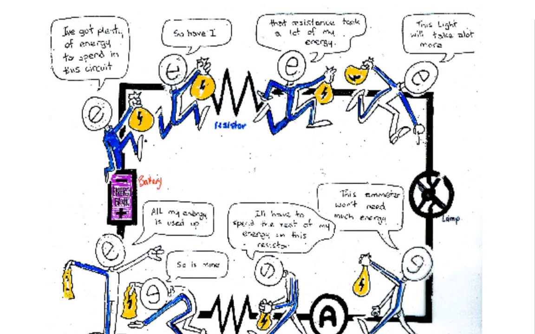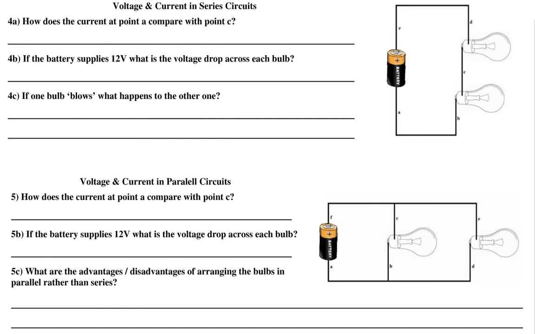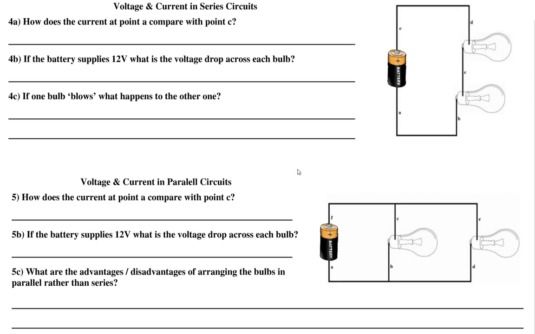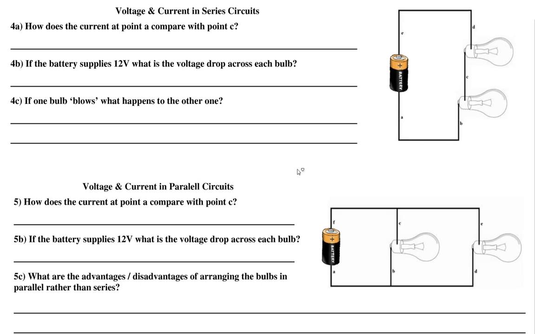So let's have a look at our series and our parallel circuits over here. So the first question here, we've got a series circuit. How does the current at point A, so that's down here, compare with point C? So that's over here. Well, if we have a quick look at this and we think of our electrons, we've got some of our electrons over here, flowing around. So those are the guys with the E's on their heads.